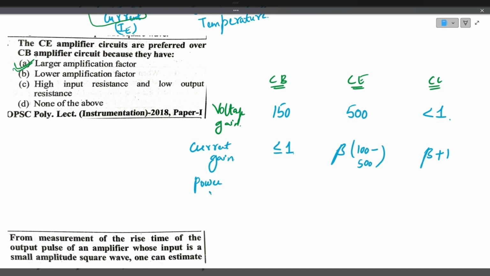Next, power gain is nothing but the multiplication of voltage gain and current gain. So you can calculate this will be approximately 150. Whereas here, this will be highest. The power gain will be highest because the voltage gain as well as current gain both are high values. Here, this will be approximately equal to beta plus 1 only. So if you compare these three configurations, the common emitter configuration has a large amplification factor with respect to voltage, current and power. So CE is more preferred compared to CB and CC also.